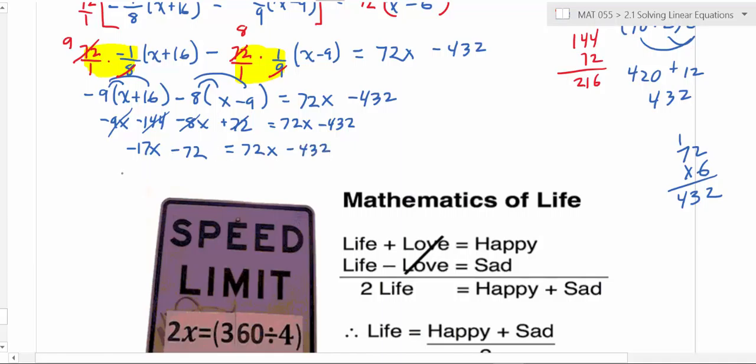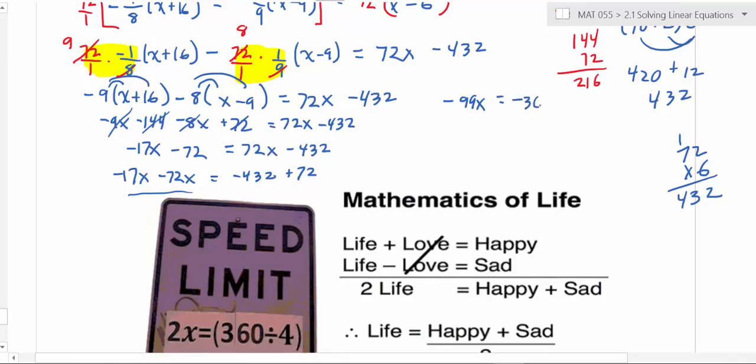Let's rearrange. So let's bring the 72 to the other side. Leave the negative 432 where it is. Move the 72 where it is. Okay, now those are like terms, so that is negative 99x. And then we got to do negative 432 and 72. I'm feeling lazy, so I'm going to use a calculator. So 72 minus 432 is negative 360.